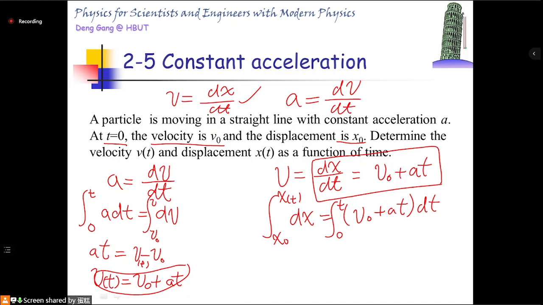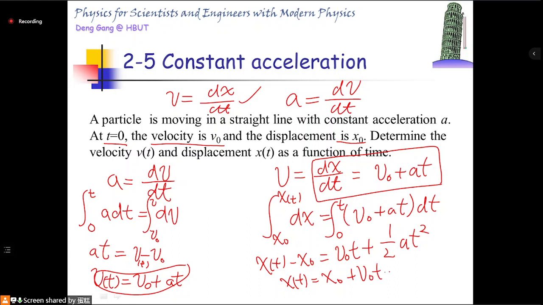Okay, then we calculate the integration. On the left-hand side it is xt minus x0, which is equal to, on the right-hand side, when we calculate the integration, v0t plus half at squared. So then you can get xt. So xt is equal to x0 plus v0t plus half at squared.